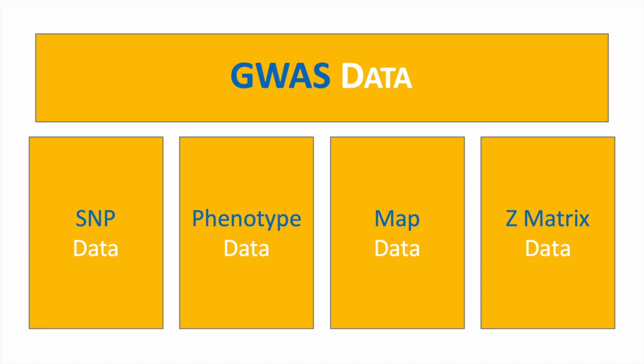Hello. In the next couple of videos, I'm going to go through how to organize your GUI data for Eagle. So in this video, what I thought I'd do is go through the two mandatory files that are required for any analysis in Eagle, which are the SNP data and the phenotypic data files. And then in subsequent videos, talk about the map data and what goes into the Z matrix data file.